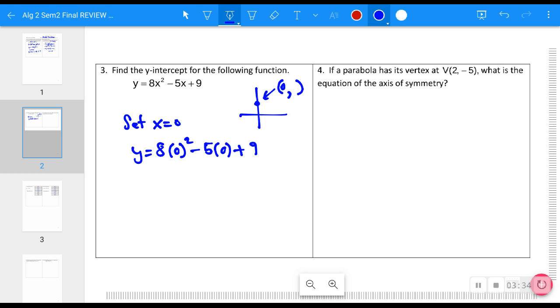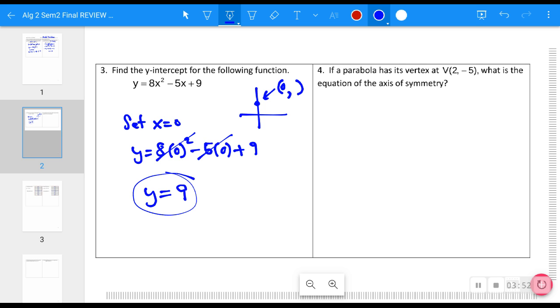And in doing so, this whole first part cancels off, since 0 times 0 times 8 is just 0. Likewise, 5 times 0 is just 0. And adding 9, you can find out that this function will cross the y-axis at 9.